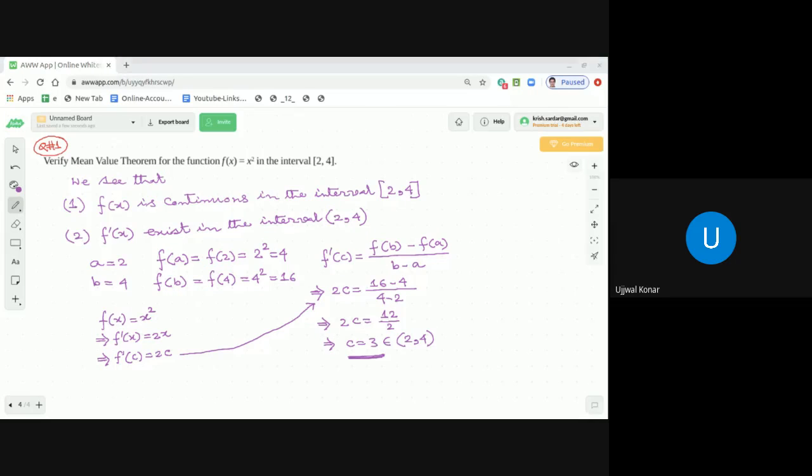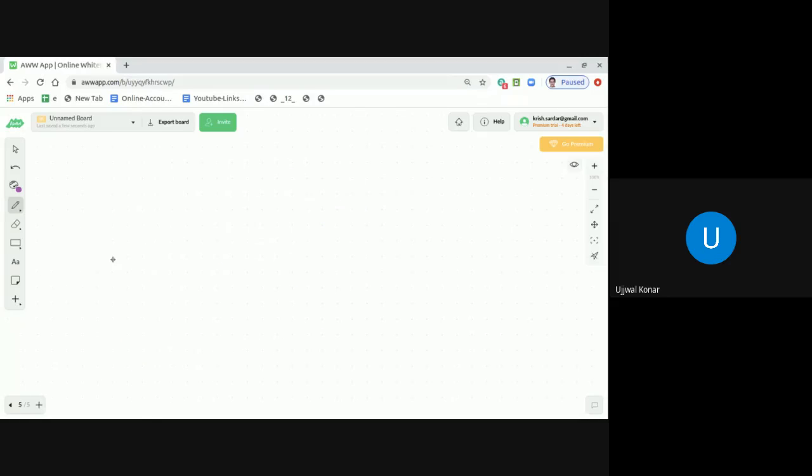Now, dear students, the next one we are going to discuss is Rolle's theorem. We are going to verify one question on Rolle's theorem. And here it is, dear students. The question is to verify Rolle's theorem for the function y equal to x square plus 2 when a is equal to minus 2 and b is equal to 2. So let me write it down.